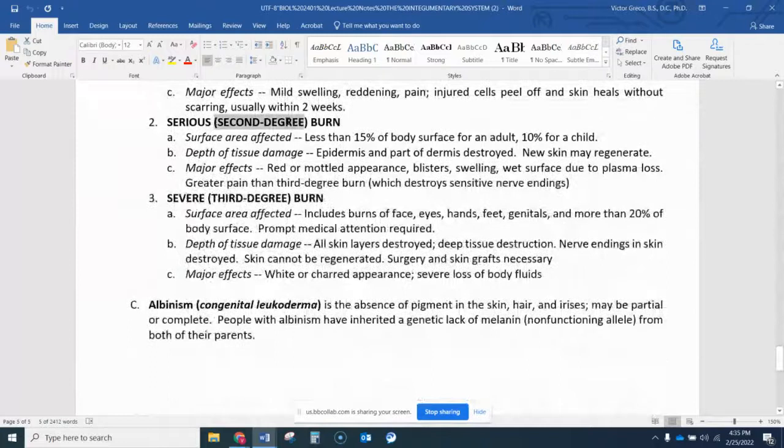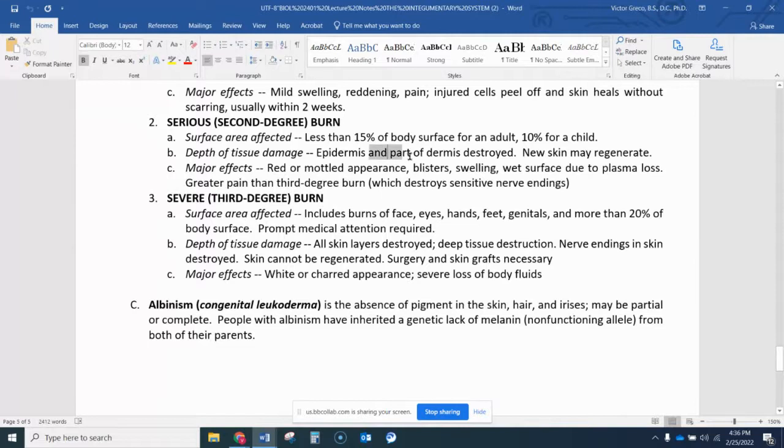But a second degree burn, now the depth of tissue damage, the epidermis is destroyed and part of the dermis is destroyed. Not the entire dermis, but part of the dermis. So the burn has gone through the first layer, the epidermis, and now is into the dermis, is within the dermis, but not all the way through. This is a very painful burn, and of course you can read the major effects right here. Let me just turn my page and follow along.